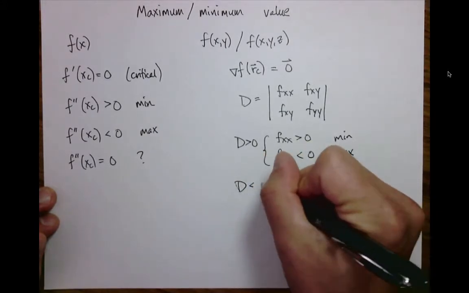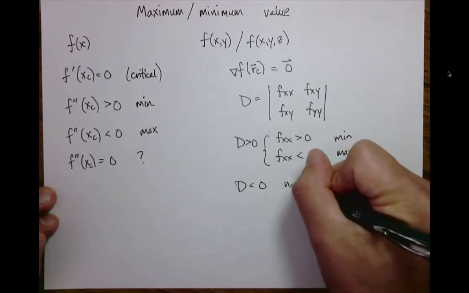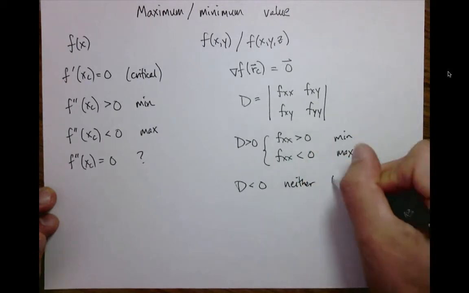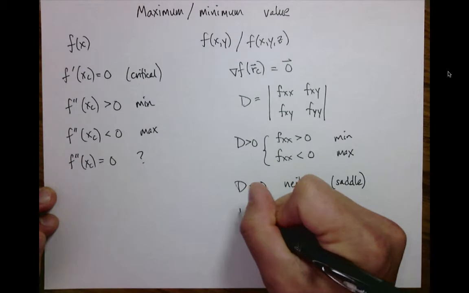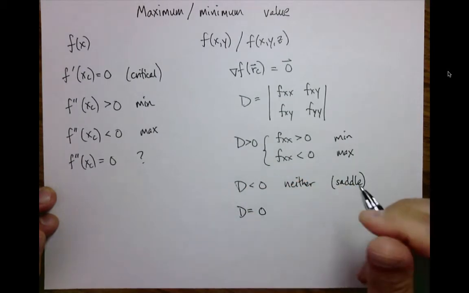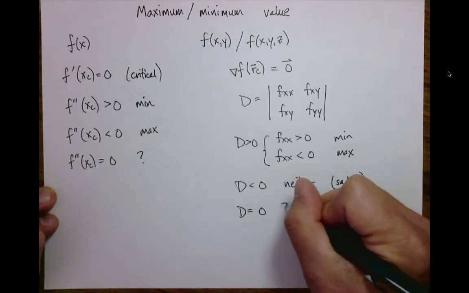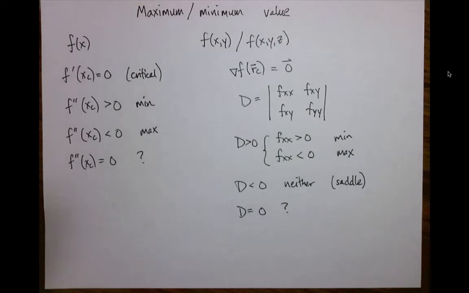Then if D is less than 0, you have neither. It's a special kind of point called a saddle. At a saddle point, the function is increasing in one direction and decreasing in another, so it has neither a max nor a min. And then if D were to happen to be 0, again, you wouldn't know what's going on.